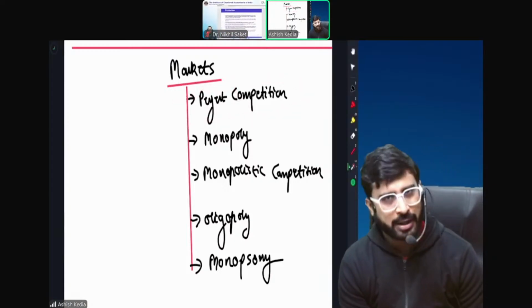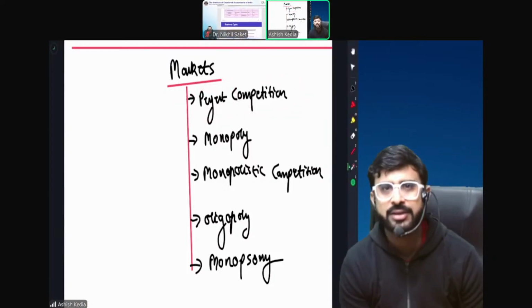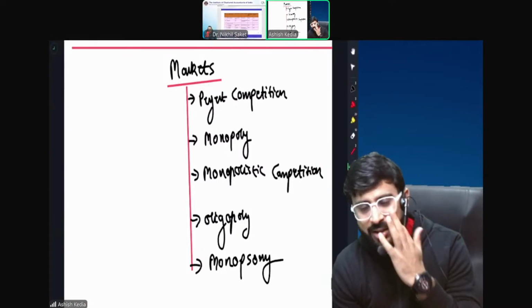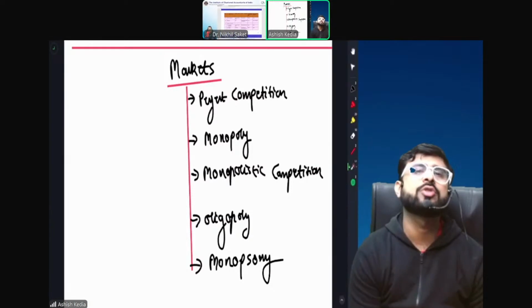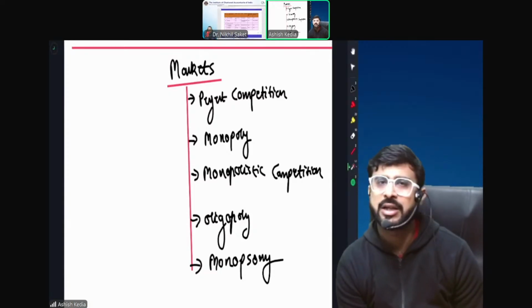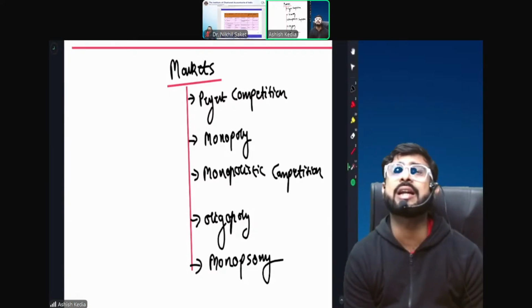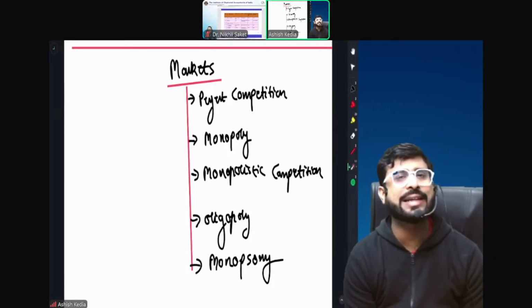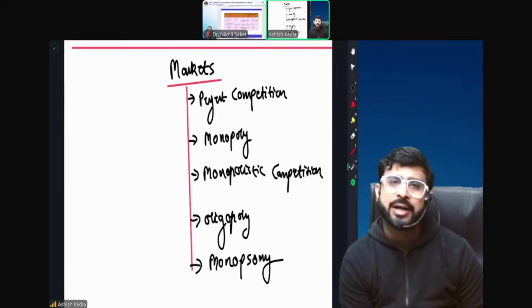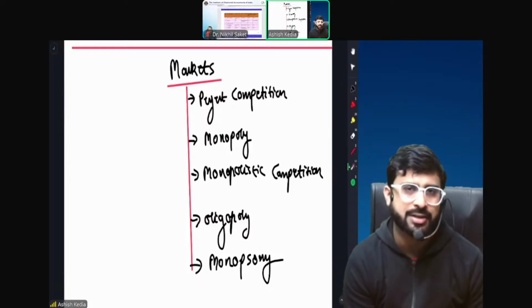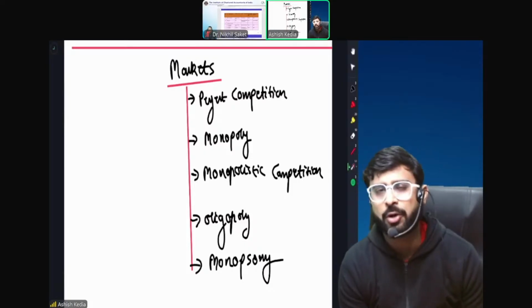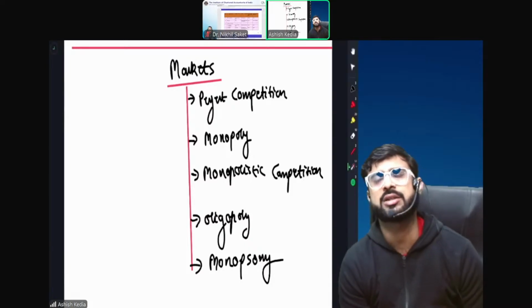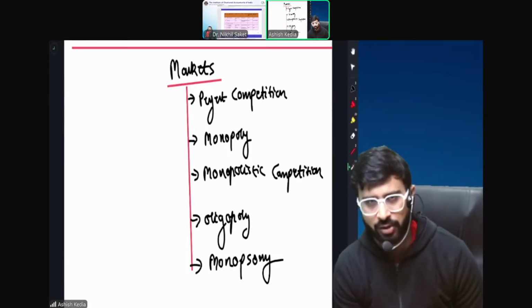Perfect competition is a market which has a large number of buyers and sellers selling homogeneous products, with freedom of entry and exit. So you may enter the market as a seller, you may leave the market as a seller. Because there are very large numbers of buyers and sellers, the market is not impacted by an individual seller's or an individual buyer's action, right?